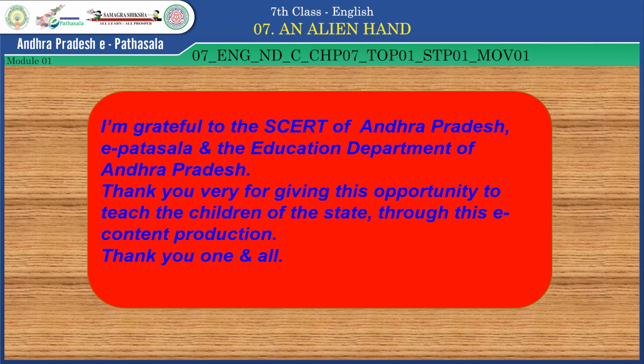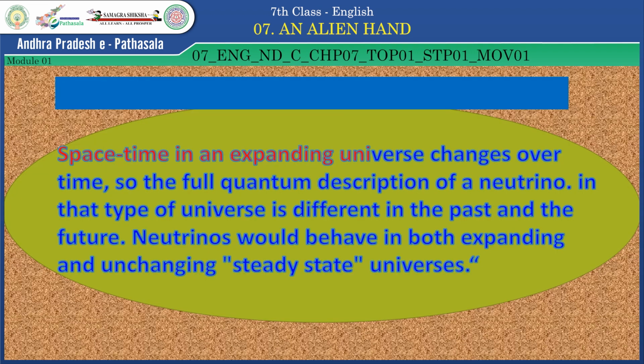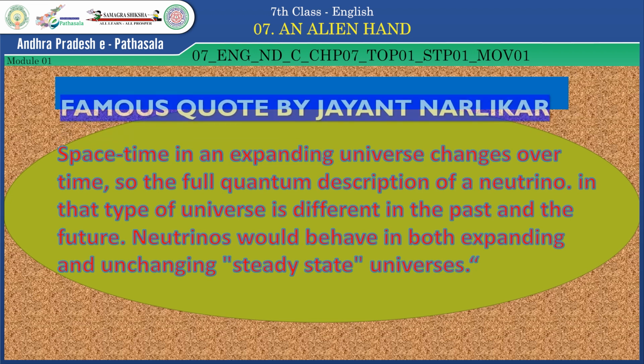Space-time in an expanding universe changes over time, so the full quantum description needs to know what type of universe it is, as it is different in the past and the future. Neutrinos would behave differently in both expanding and unchanging steady-state universes. Famous quote by Jayant Narlikar.